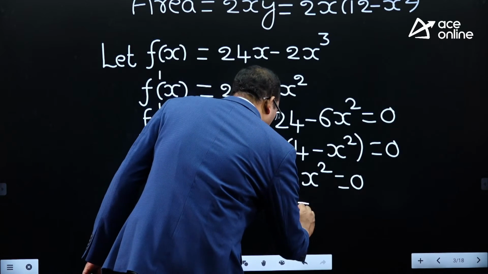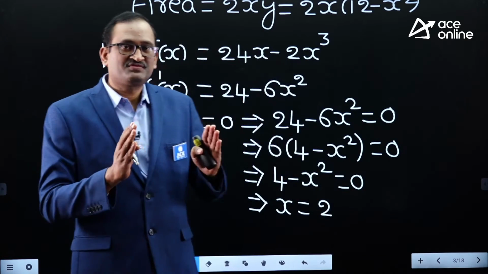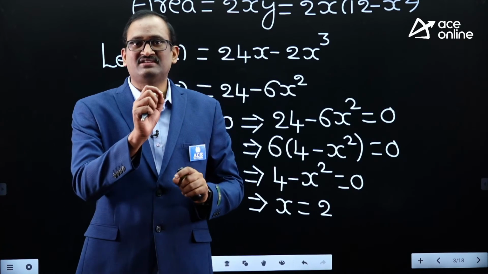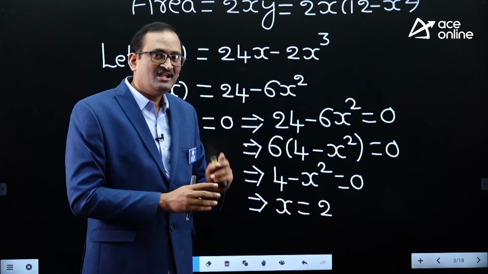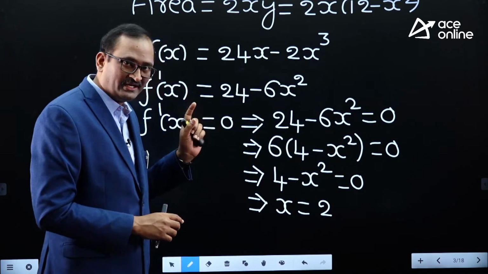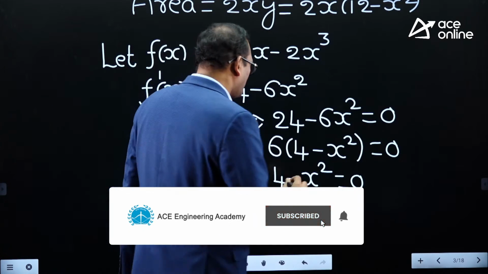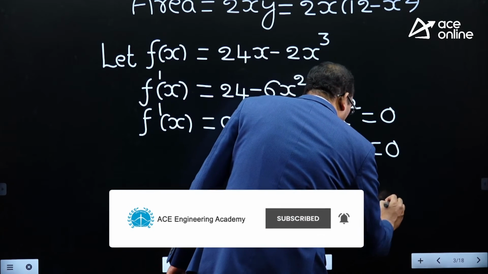X equals plus or minus 2, but minus 2 will not be considered because we have already assumed that y is the length and x is the breadth. The breadth of the rectangle cannot be negative. That's why x equal to minus 2 is wrong. We need to consider x equal to plus 2 only. This is the critical point.